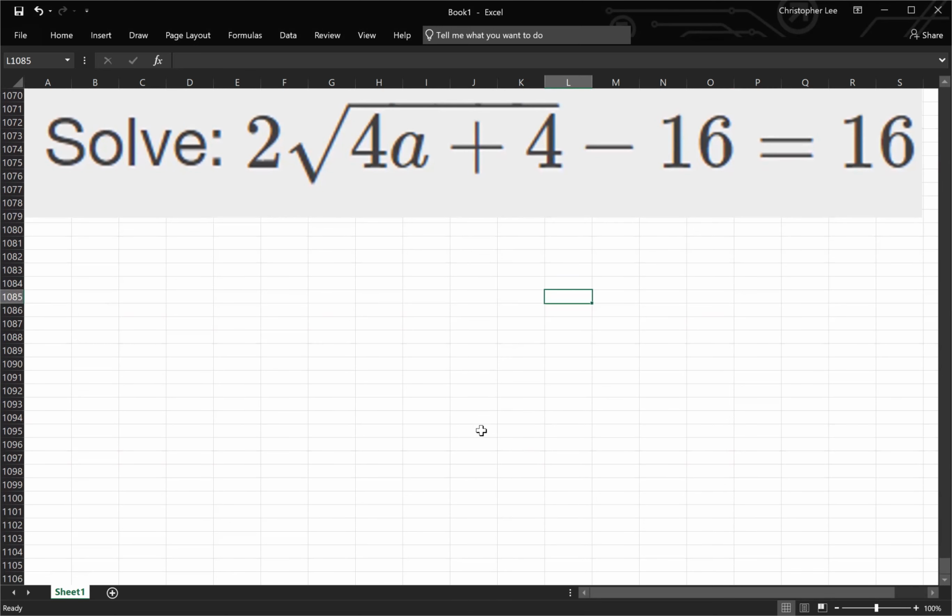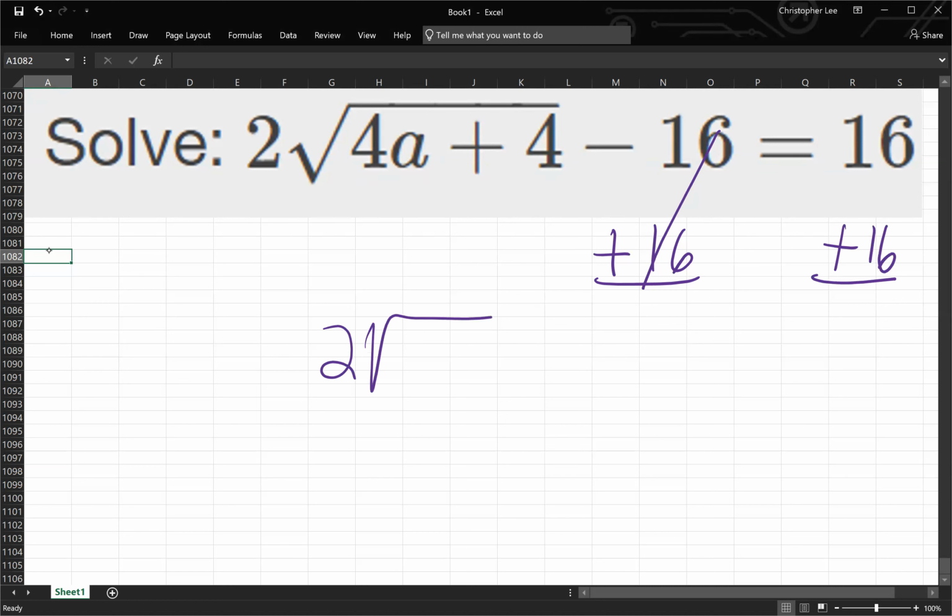So the first thing I want to do is isolate my radical, right? So I'm going to add 16 over here. But what I do to one side of the equation, I have to do to the other side of the equation. So now I have 2 square root 4a plus 4 is equal to 32, right?